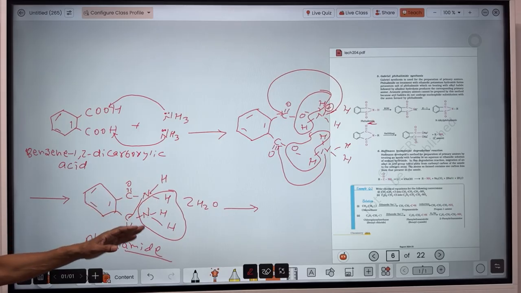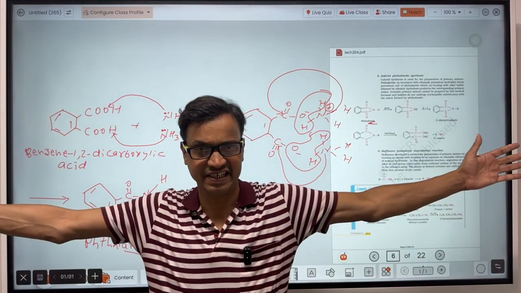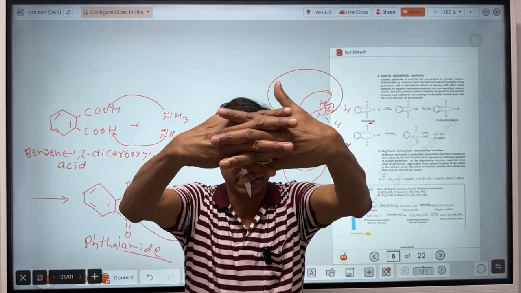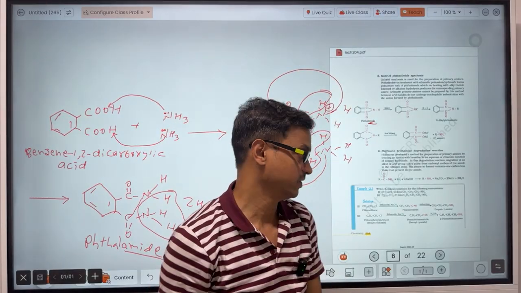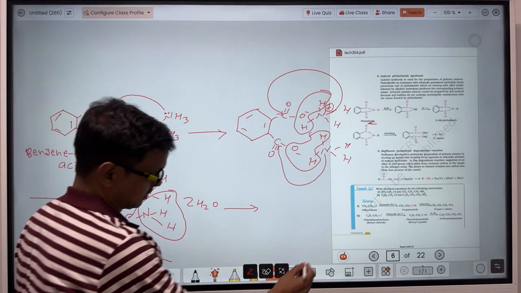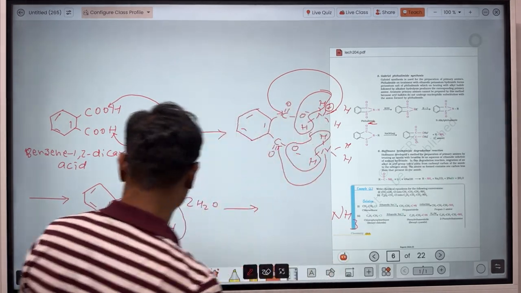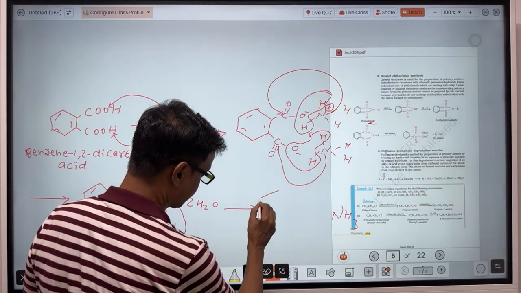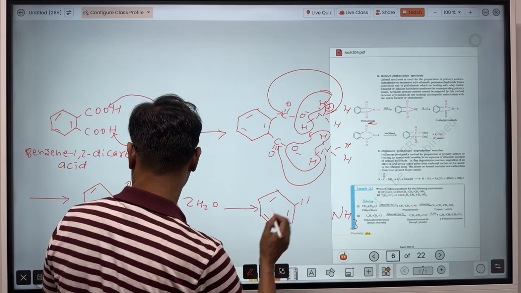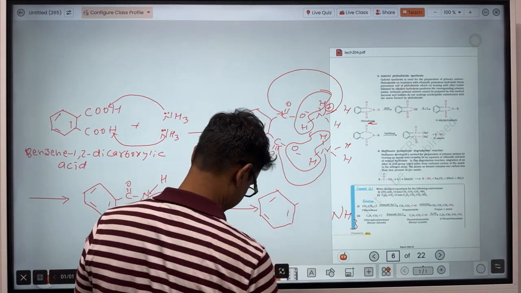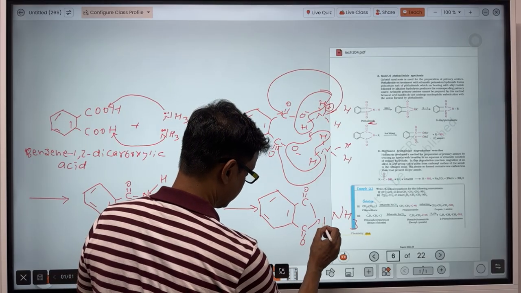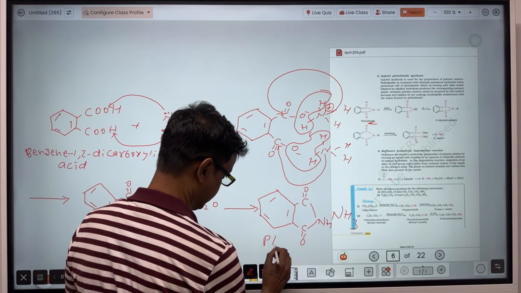The ring will get closed. Like that, this one is an open chain here. If there is bonding between this one and this one, there will be formation of a ring. In the same way here, this nitrogen, this hydrogen and this NH2 will combine and form ammonia, NH3, and this nitrogen will get bonded to this acyl carbon. So here, this NH, it is called phthalimide.